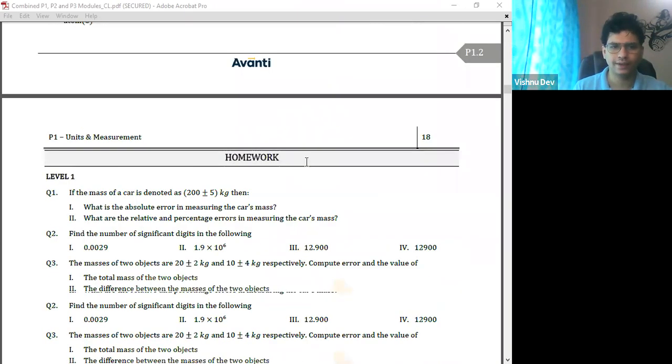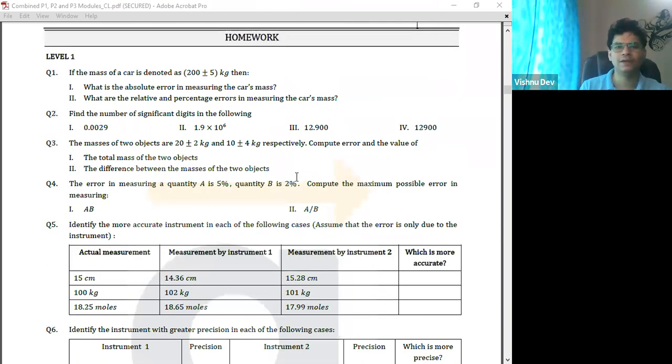Now, this one, homework. Homework level 1, 1 to 5. Anyone who has any doubt, you can ask. 1 to 5. Any doubt?